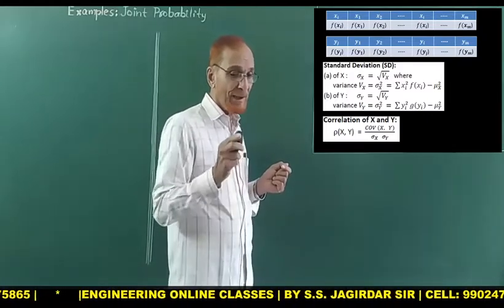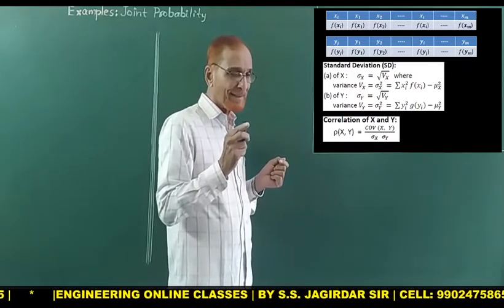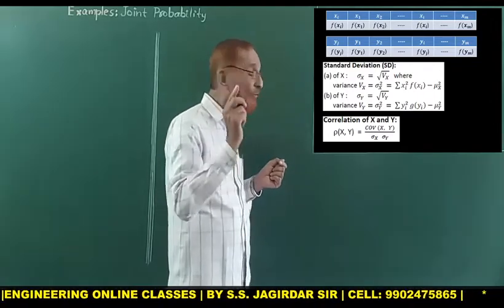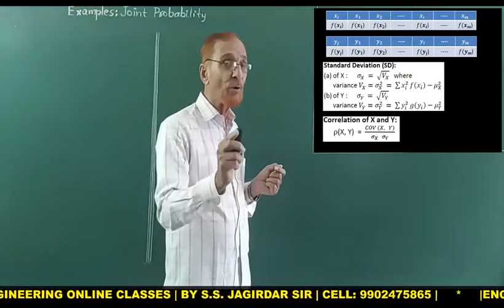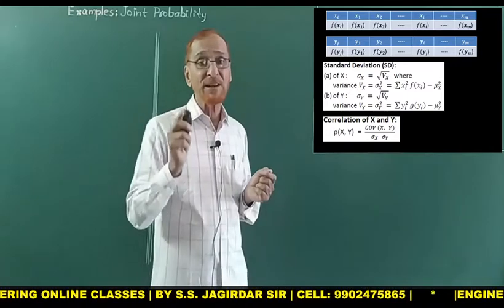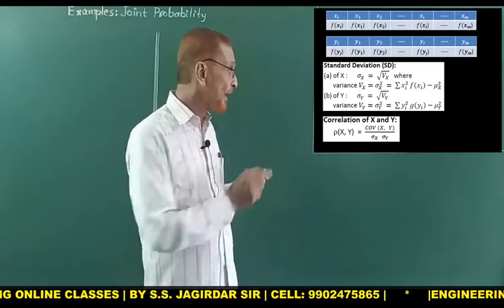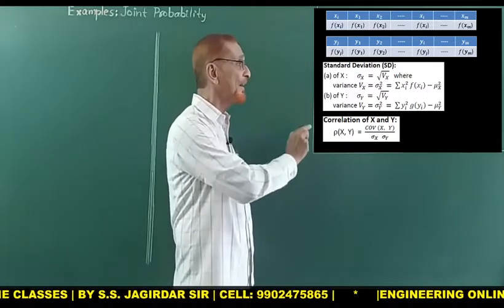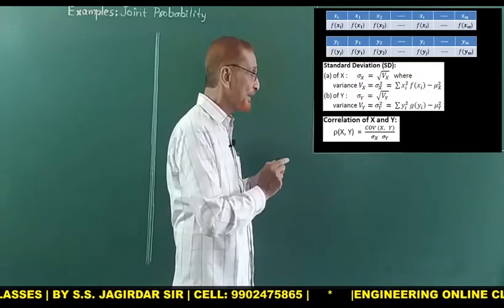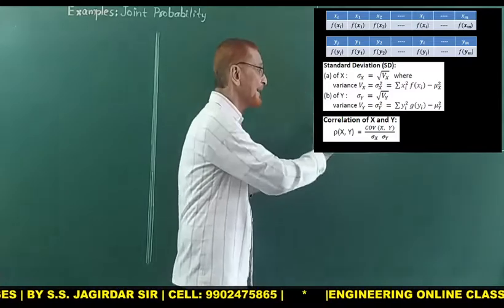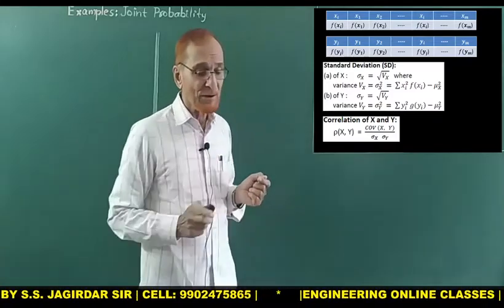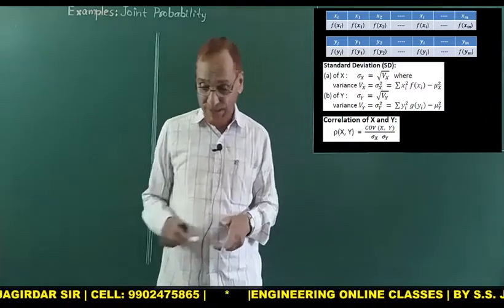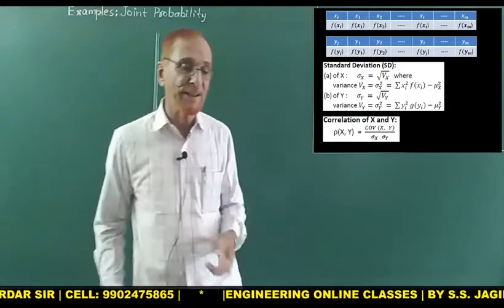And when you get sigma x and sigma y, and you have already calculated the covariance of x and y, then you go for calculating the correlation of xy. The correlation of xy formula is what? In the numerator, covariance of x and y, divided by sigma x sigma y. So this way you can calculate these quantities. This is exactly the first type of problem, which requires all these details.